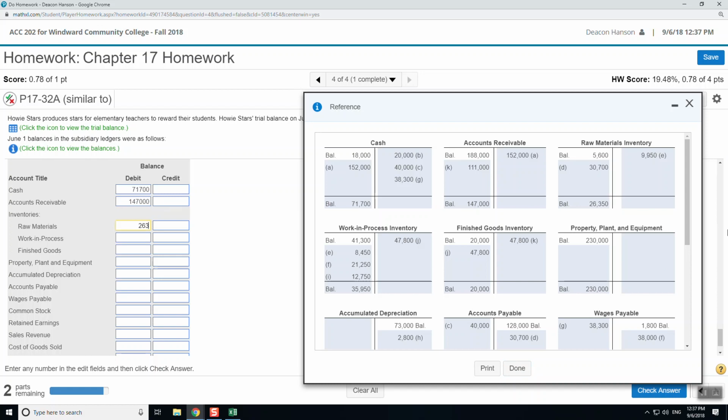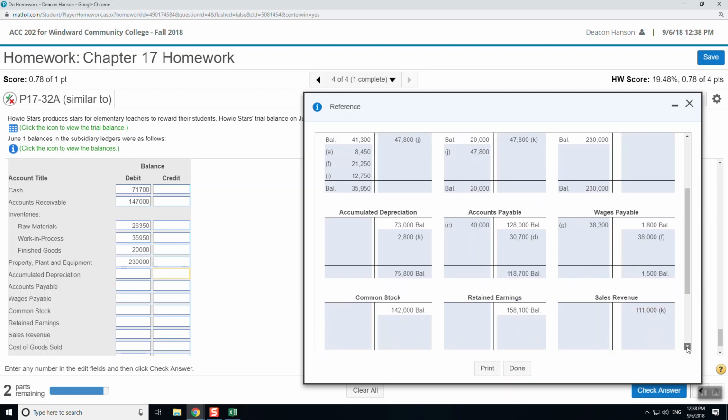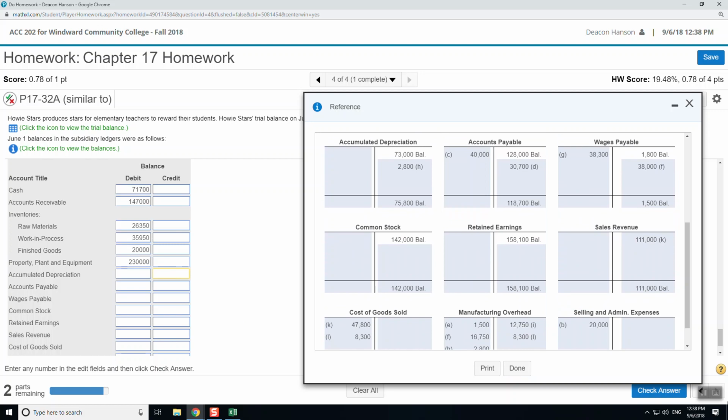So raw materials is 26,350. Work in process is 35,950. Finished goods is 20. Property, plant, and equipment is 230. Accumulated depreciation is a contra asset account, just for review here, and it sits on the credit side. But it sits there with the assets, and it's going to reduce that property, plant, and equipment directly. Okay. Accounts payable 118.